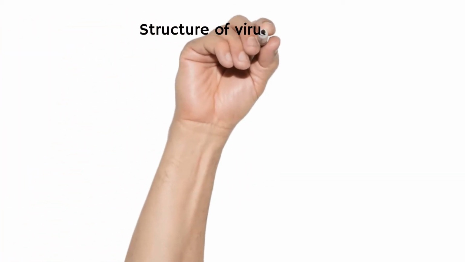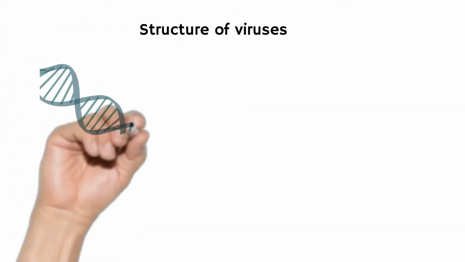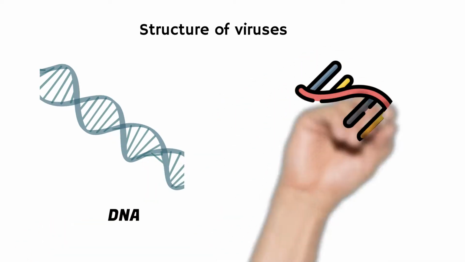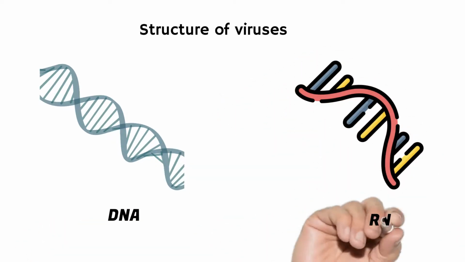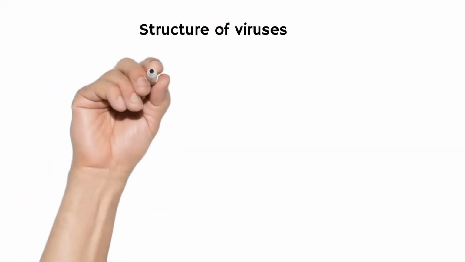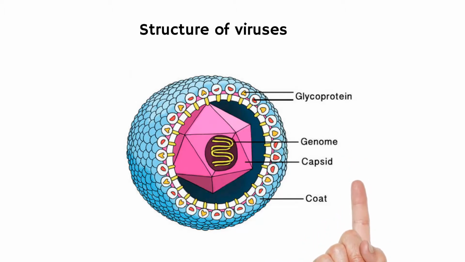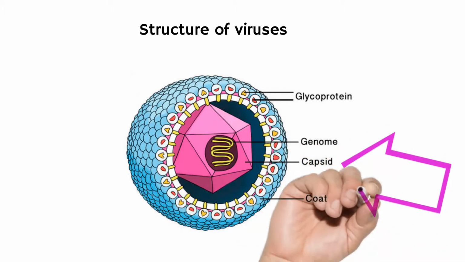Every virus has a genetic material. This genetic material can be DNA or RNA. DNA is double-stranded while RNA is single-stranded. Viruses mostly have a protein coat, called a capsid. The pink one. The capsid protects the genetic material.